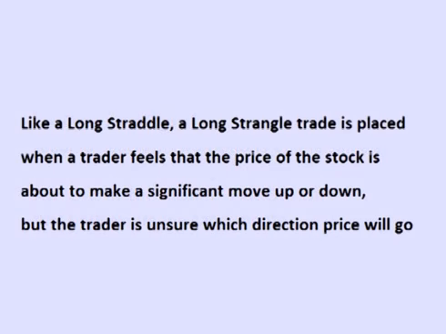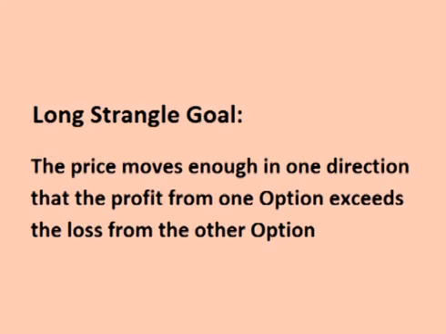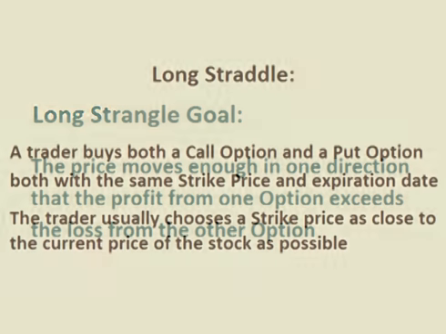Like a long straddle, the long strangle trade is placed when the trader feels that the price of the stock will make a significant move in price before the options expire, but the trader is unsure of which direction the price will move. The goal is that the price of the underlying stock moves enough in one direction that the profit from one option exceeds the loss on the other option, resulting in a net profit on the trade.